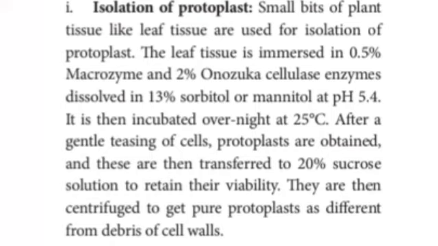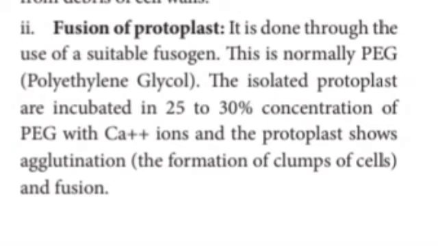They are centrifuged to get pure protoplasts, which are cells without cell walls. Centrifugation means rotating. Next is fusion. It is done through a suitable fusing agent, that is PEG, polyethylene glycol. The isolated protoplasts are incubated in 25 to 30 percent concentration of PEG and Ca++ ions.